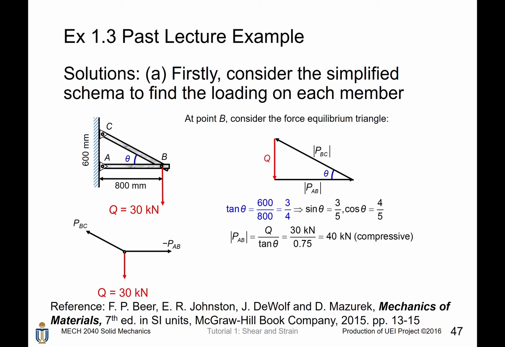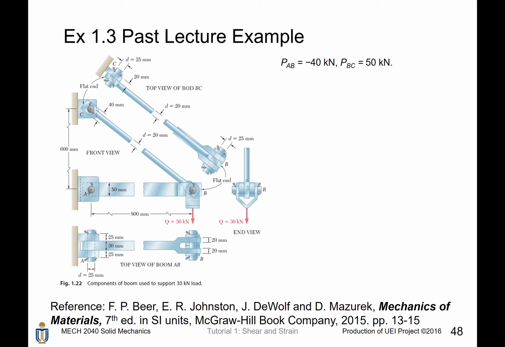In AB, it is Q divided by tangent theta, which equals 40 kilonewtons, while for BC, the magnitude is Q divided by sine theta, which equals 50 kilonewtons. Notice that BC is a tensile load, while AB is a compressive load. So we convert the results into signed quantities. For AB, since it is compressive, it has a negative sign, which is negative 40 kilonewtons. For member BC, it is in tensile load, so it is positive 50 kilonewtons.